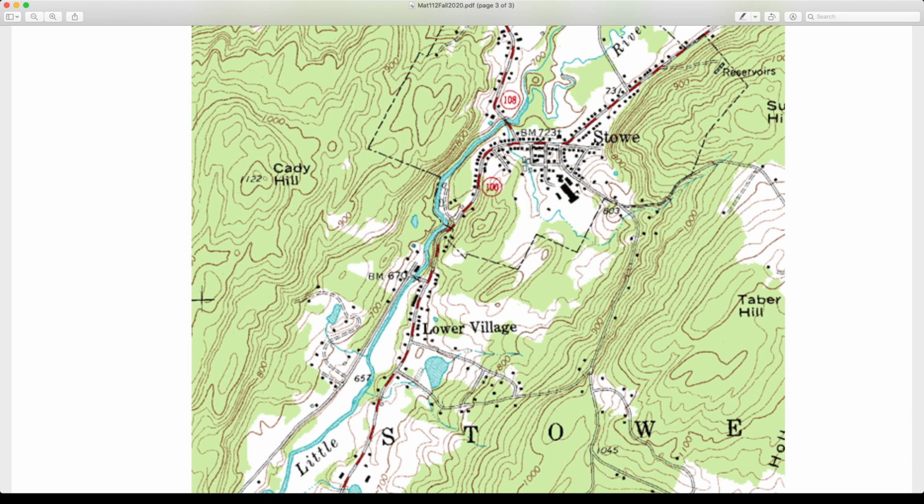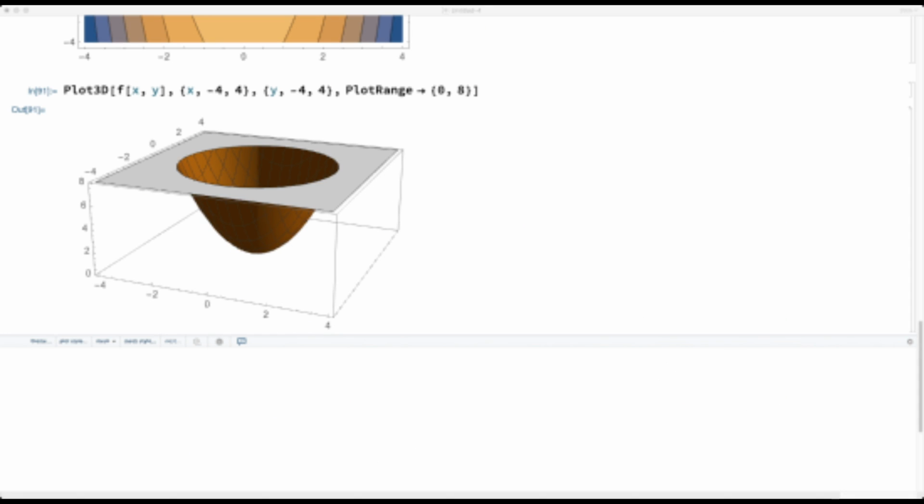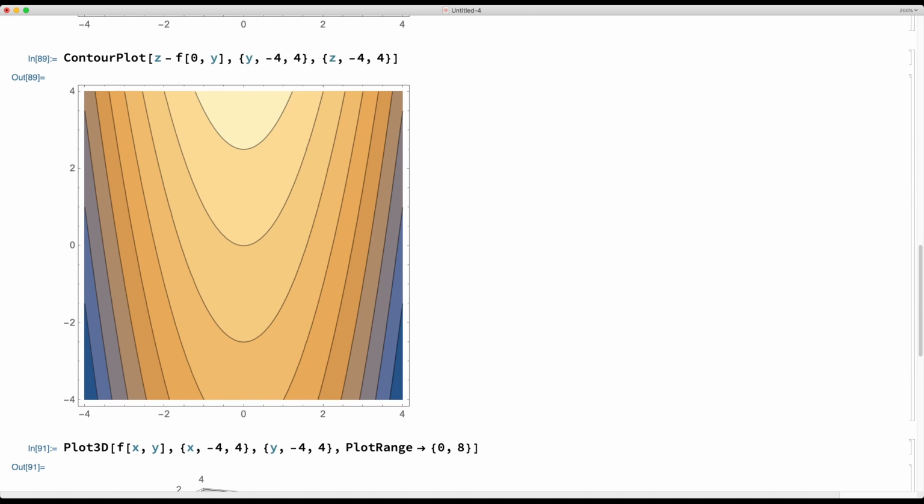So what we're talking about here is called partial derivatives, meaning what is the slope if I hold one variable constant and look at the rate at which z changes with respect to the other variable. For example, if I go back to Mathematica for a moment, let me change the plot here. Let me go back to my contour plot.